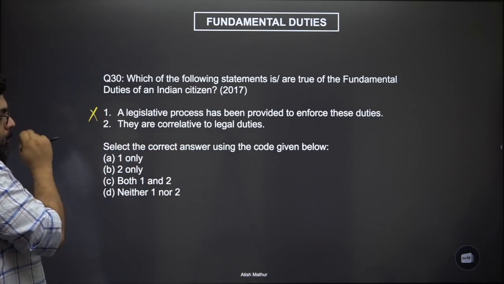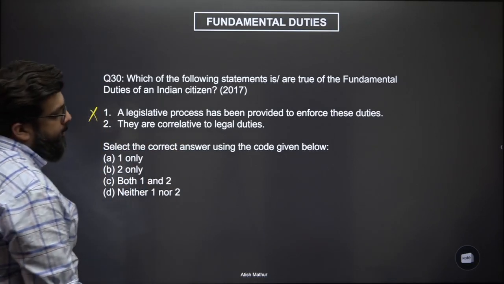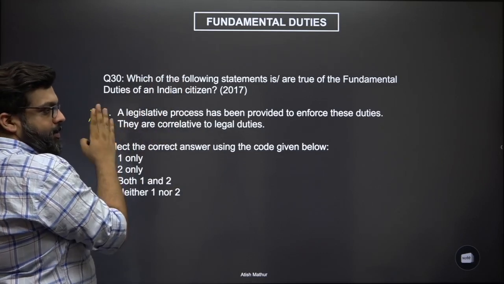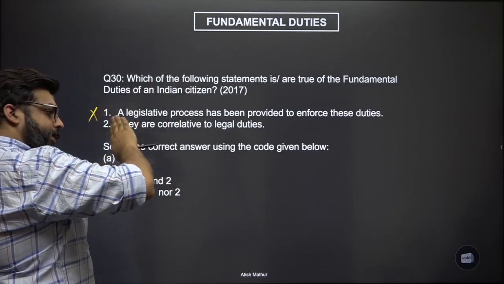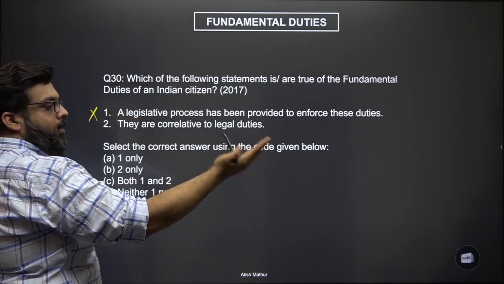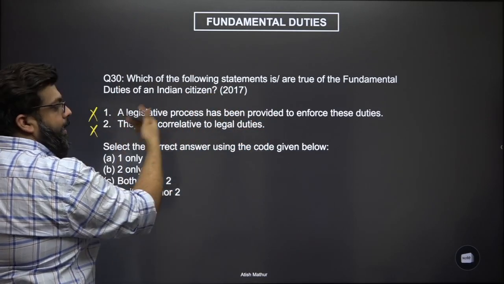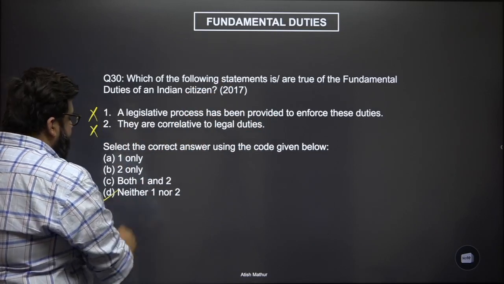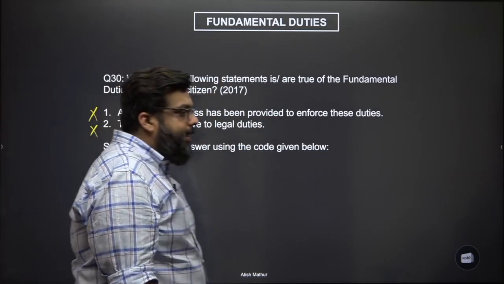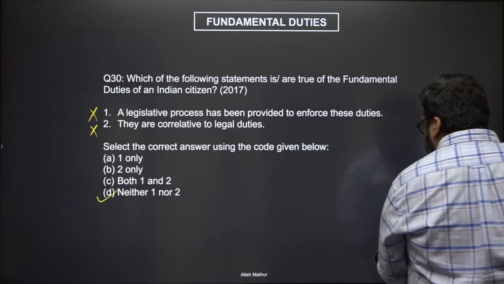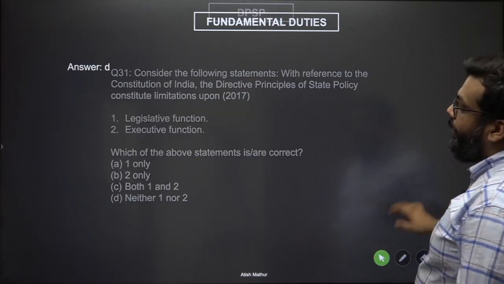2, they're correlative to legal duties, which basically means that if there is something which is a fundamental duty, it must necessarily also be in a law which makes it mandatory for people to follow it. That would essentially make it enforceable. Both are incorrect. The answer therefore becomes D, neither 1 nor 2. All right.